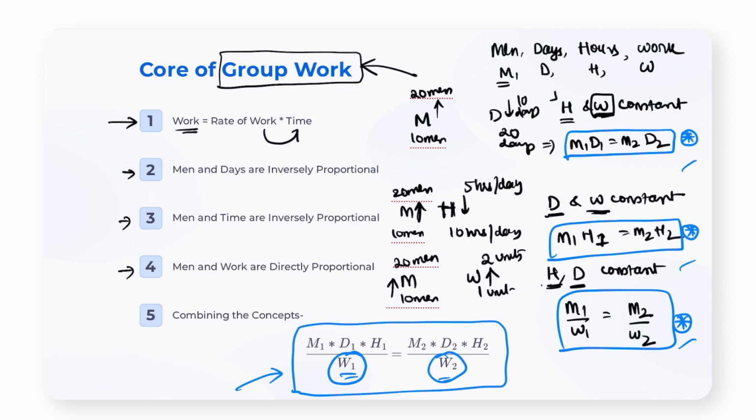For example, if you have a GMAT question where the quantities M, D, H are varying, but these two groups of people are doing the same amount of work, then we can rework on this entire formula and have M1 D1 H1 equal to M2 D2 H2. So based on the quantities given, rework on the concept. Let's pick up a question to understand this better.